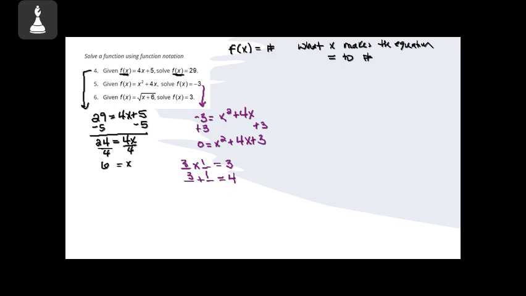So I'm going to factor this into (x plus 3)(x plus 1) equals 0. And then I can get my two solutions. 0 equals x plus 3 or 0 equals x plus 1. So if I subtract 3 from both sides, x equals -3 is my first solution. And if I subtract 1 over here, x equals -1 is my second solution.